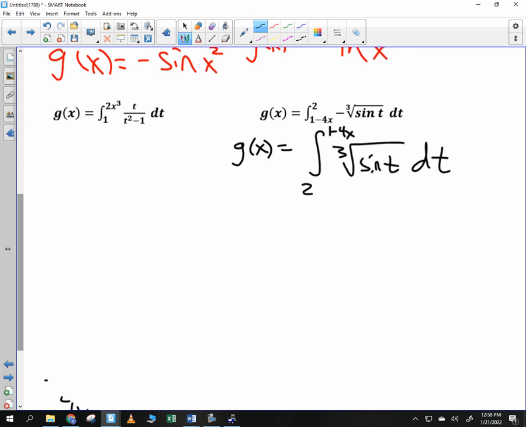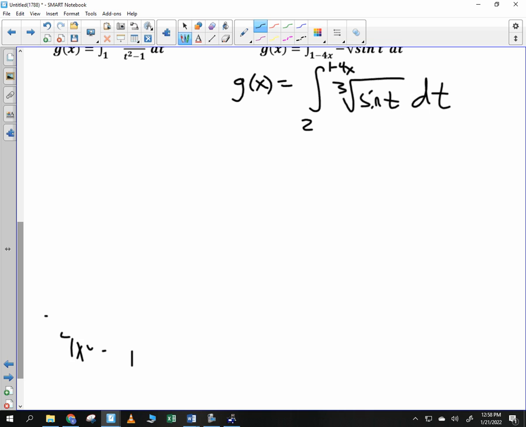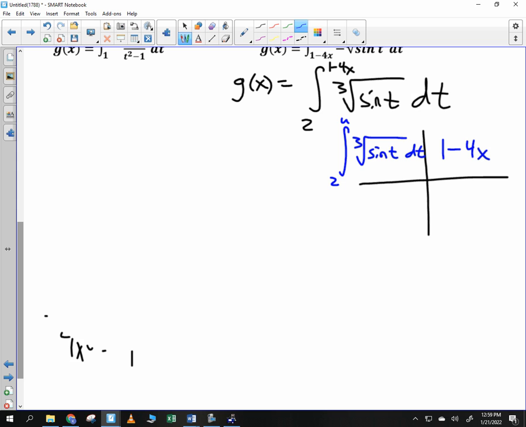Great. And I notice instead of x, I actually have a function in that situation. So this requires the use of the chain rule. So I'm going to go ahead and implement the chain rule. What goes on the inside? Good, 1 minus 4x. And on the outside, I have the integral from what to what? 2 to u of the cubed root of sine of t, dt.